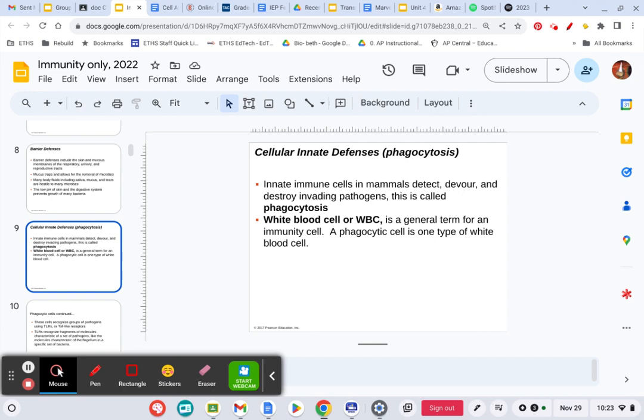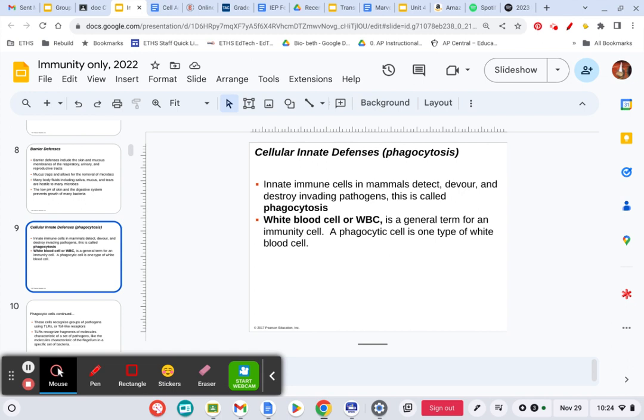Innate immune cells in mammals detect, devour, I like that, and destroy invading pathogens. When a large chunk of something solid is taken into a cell, that's called phagocytosis. We talked about endocytosis earlier, and we talked about phagocytosis and pinocytosis. What was pino? I remember? Drinking. Yeah, we're drinking. So phago is just large solid particles that are brought in.